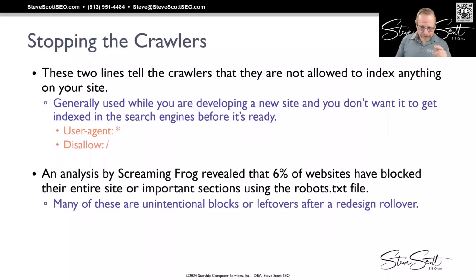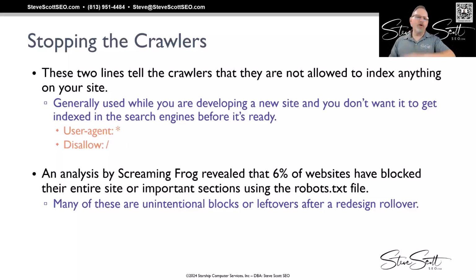An analysis by Screaming Frog revealed that 6% of websites have blocked their entire site, or big important sections, using the robots.txt file. And many of those are unintentional blocks or leftovers after a redesign rollover. Because if you're redesigning a site, you're going to have that user agent block. You're going to say no index, no follow. The whole thing needs to stay away.